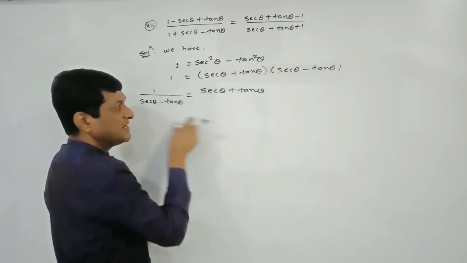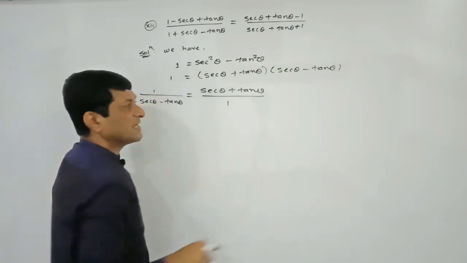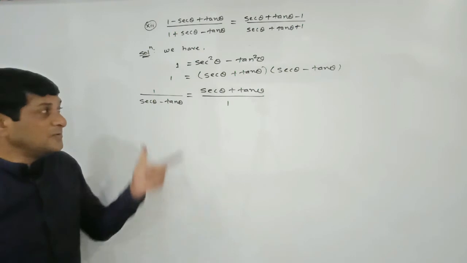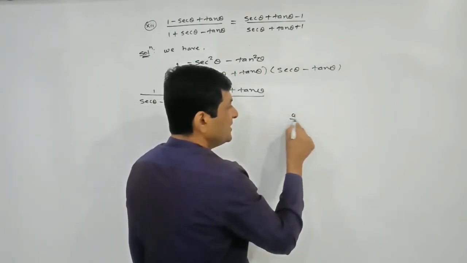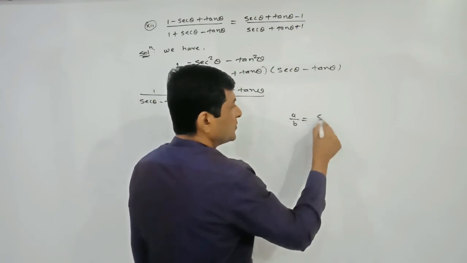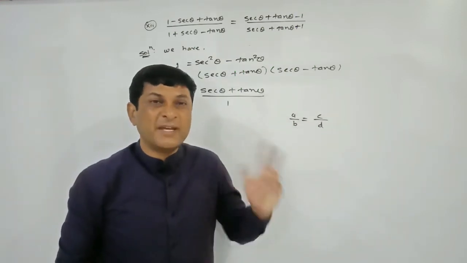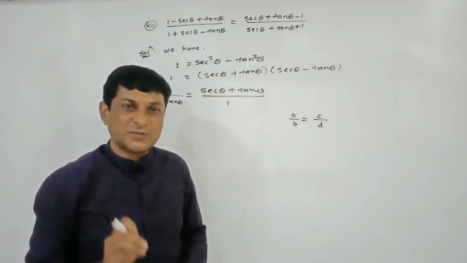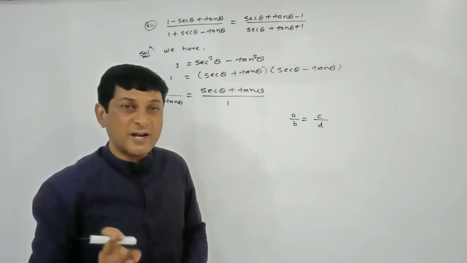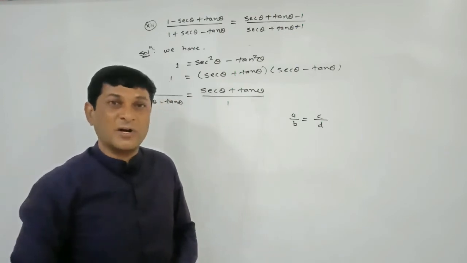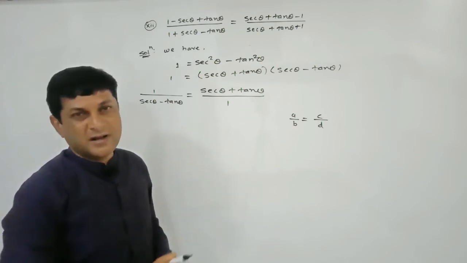This term will get divided on this side, and on this side nothing is in the denominator, which means 1 is always there in the denominator. Now if you observe this expression, it is in the form of a upon b is equal to c upon d. If two ratios are equal, we have studied many results, in which chapter? Ratio and proportion: componendo, dividendo, alternando, invertendo. All these results we have studied in earlier classes.